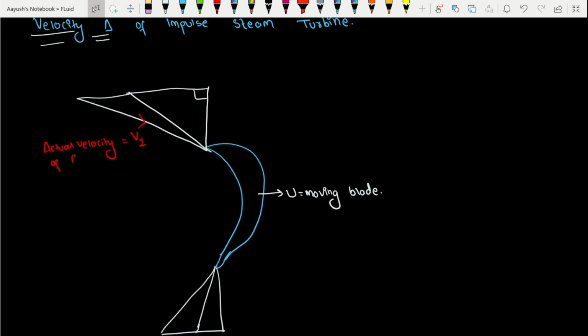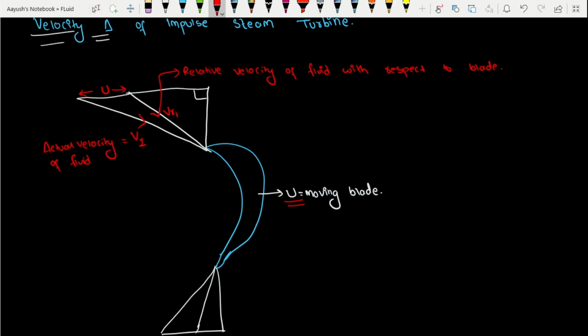Now, due to the velocity of the moving blade, that is u, there is a relative velocity. So this velocity Vr1 is the relative velocity of the fluid with respect to this blade. The blade shown here is also moving, so there is a relative velocity. Since the blade is moving in the horizontal direction towards the positive x-axis, the velocity of the blade is shown here. This is the velocity of the moving blade.